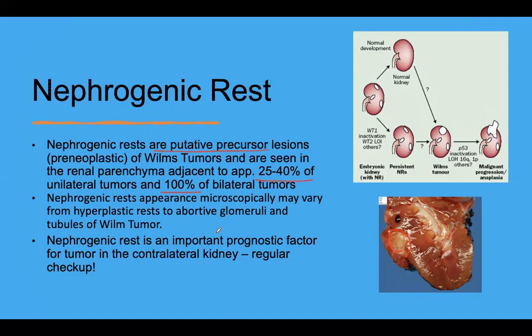But most often we see a blastemal cell proliferation in nephrogenic rest, and they are just small, well localized lesions. So nephrogenic rest is an important prognostic factor for tumor in the contralateral kidney. If it is clearly isolated from a resected Wilms tumor, that means it carries a very high risk for the development of Wilms tumor in the contralateral kidney as well, and the other kidney also needs to be screened periodically for the development of Wilms tumor. That is the importance of nephrogenic rest.